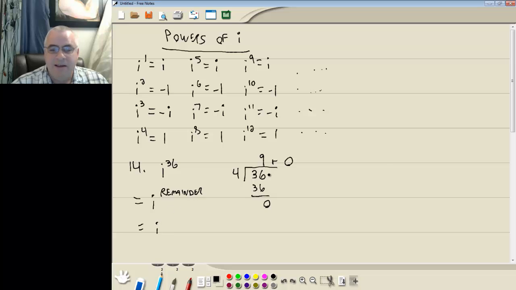Something like that. Okay, well we said the remainder is 0. So I can rewrite that as i to the 0. And anything to the 0 power is 1. Now that's kind of the oddball one, because that isn't in our table. I didn't write down i to the 0.